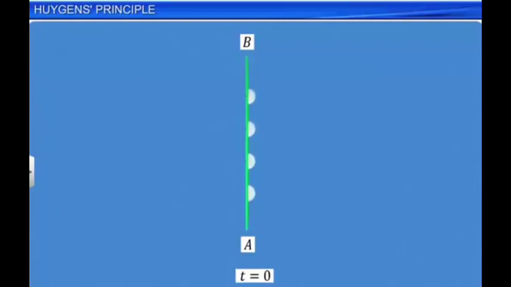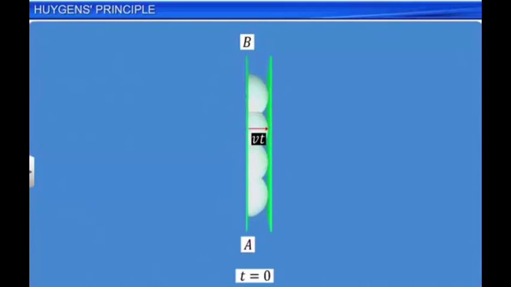Now let us use Huygens' principle to find the location and shape of a plane wavefront at a later instant of time t. Let AB be a plane wavefront at time t equal to 0. According to Huygens' principle, each point of AB acts as a source of secondary wavelets. The radii of these spheres will be vt after t seconds.